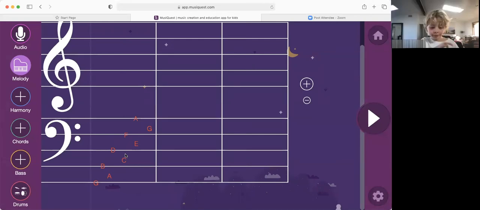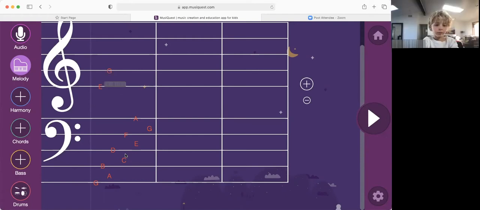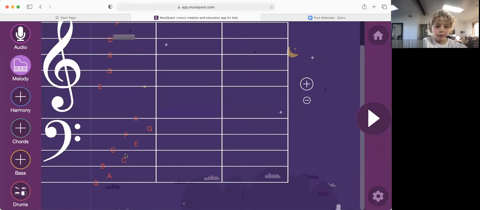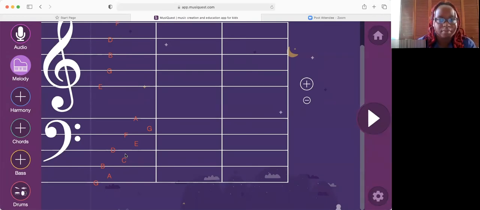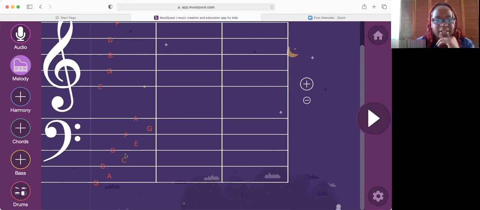Awesome. So let's recap everything. On the treble clef, we have E, G, B, D, and F. And for the spaces, what are the spaces again? G, B, D, F, A. Oh, wait, no, that's for the bass. Awesome job remembering. F, A, C, E.